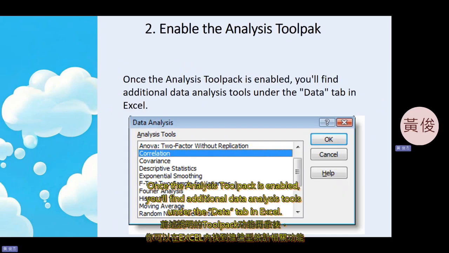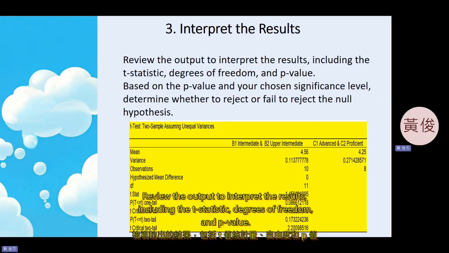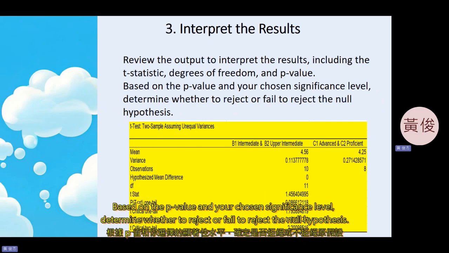Once the Analysis ToolPak is enabled, you will find the additional Data Analysis tool under the Data tab in Excel. Interpret the results. Review the output to interpret the results, including the t-statistic, degrees of freedom, and p-value. Based on the p-value and your chosen significance level, determine whether to reject or fail to reject the null hypothesis.